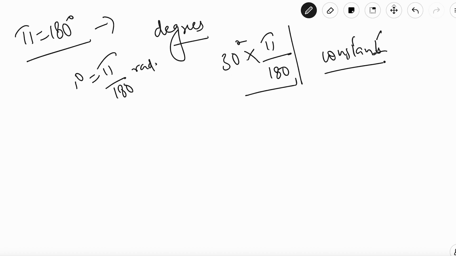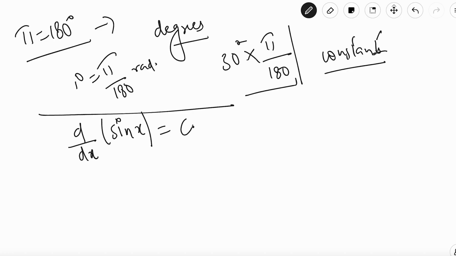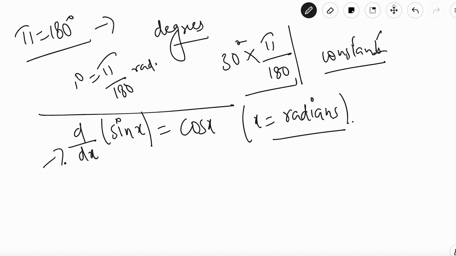Let's take an example from derivatives to better understand this point. For example, we know that d by dx of sine of x is cos x. Now if the angle x is in radians here, one thing I know, we have not covered differential equations as of now. We will be covering them in the next few sessions. So for now let's just understand that differentiation of sine x is cos x.